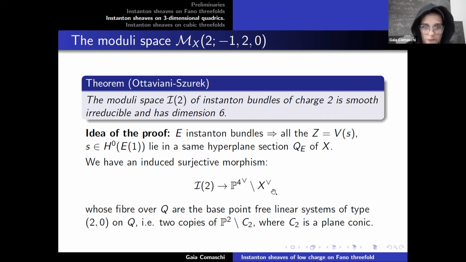And what we have is that this morphism is surjective, and the fibers are two copies of smooth two-dimensional opens in P2. So more precisely, if we take a hyperplane section Q here, the fiber consists of the base point free linear systems of type (1,0) on Q. In other words, we take a hyperplane section and we fix one of the two rulings, and then we consider copies of lines in these rulings.